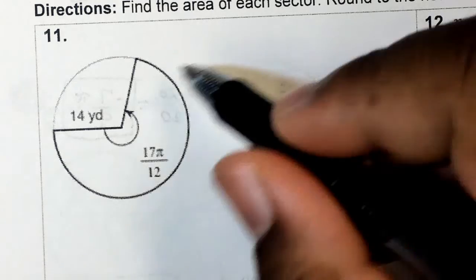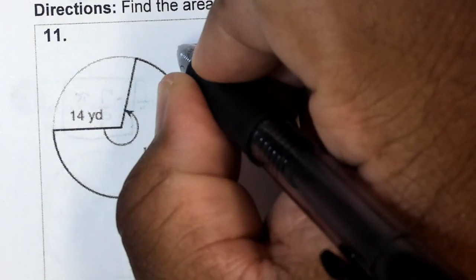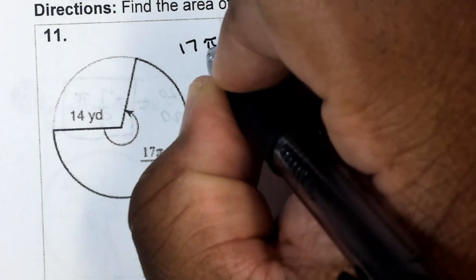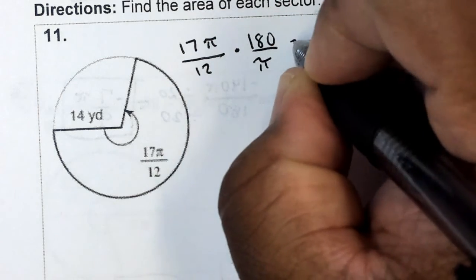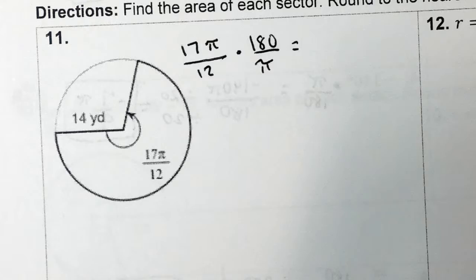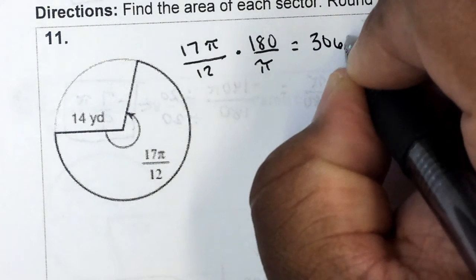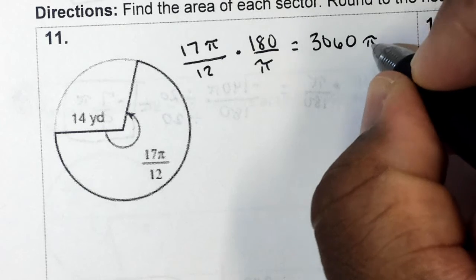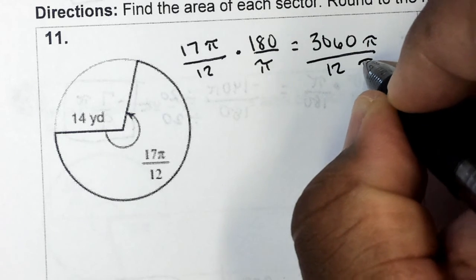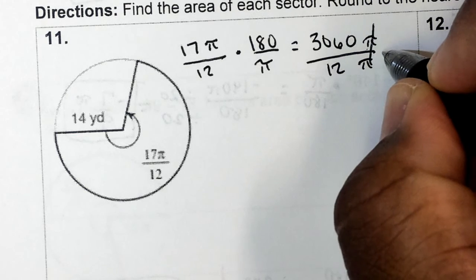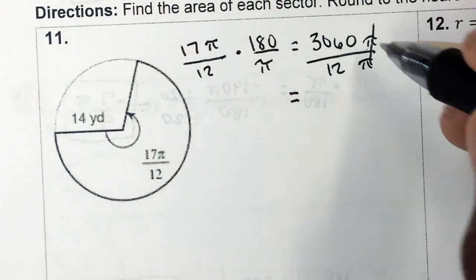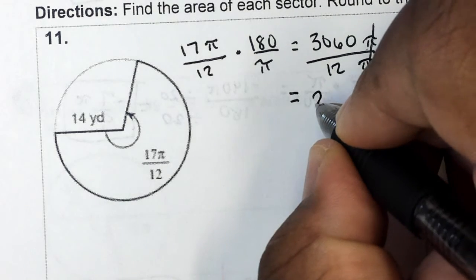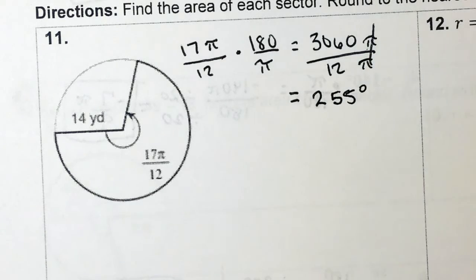Number 11. Find the area of a sector. So on this one, 17 pi over 12. Converting that, it's times 180 over pi. Oh Lord, it's gonna be a big number. 17 times 180 is 3,060 over 12 pi. The pi is canceled. 3,060 divided by 12 is 255. That's 255 degrees.